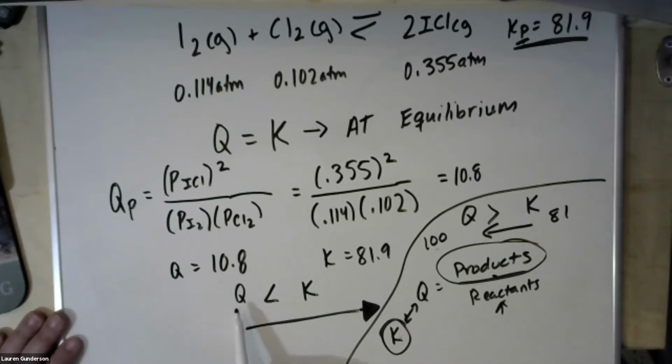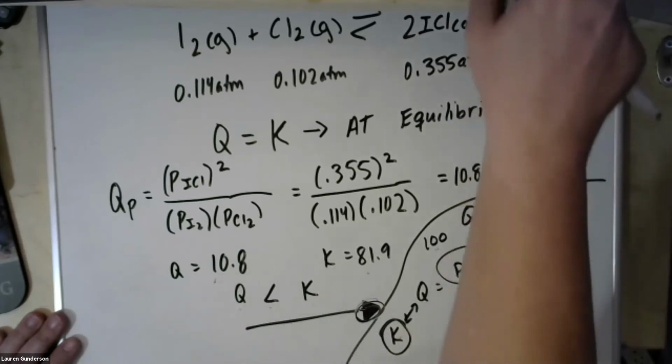When my Q number is less than my K number, my reaction proceeds forward and makes more products because it's trying to make that Q value larger so it can match the K value.